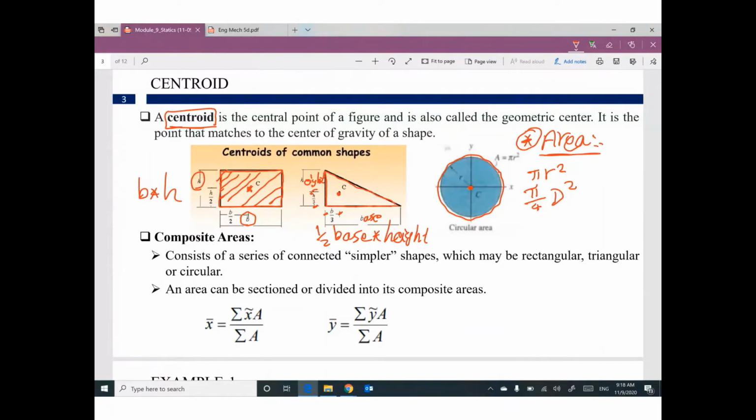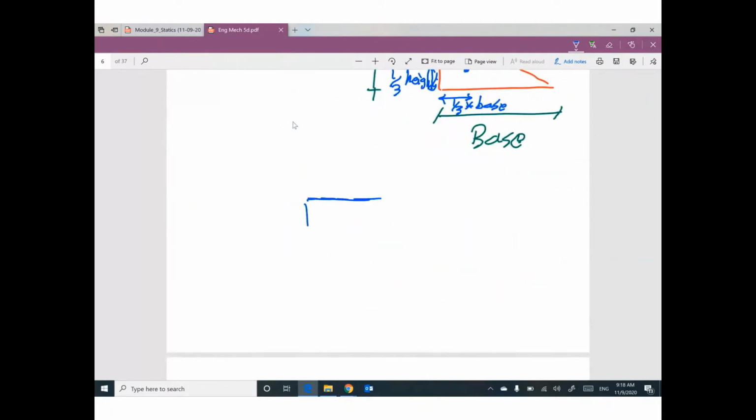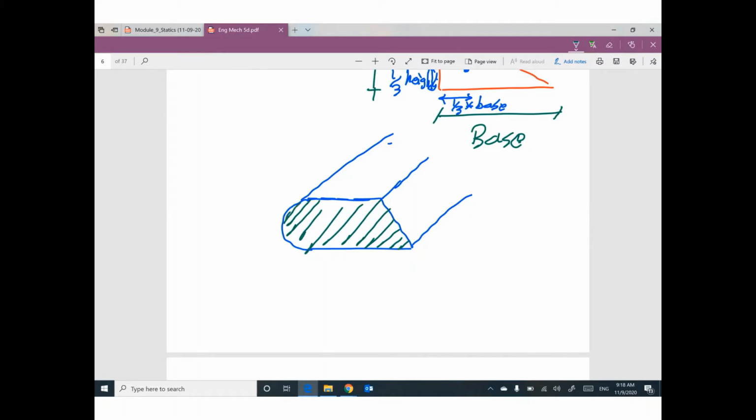But sometimes the cross section of the beam looks like this. Yes, we have a beam. This beam in real life looks like this, and we did a cut. This cut looks like this. My question is, can you tell me where the centroid is? What is the area of this shape?